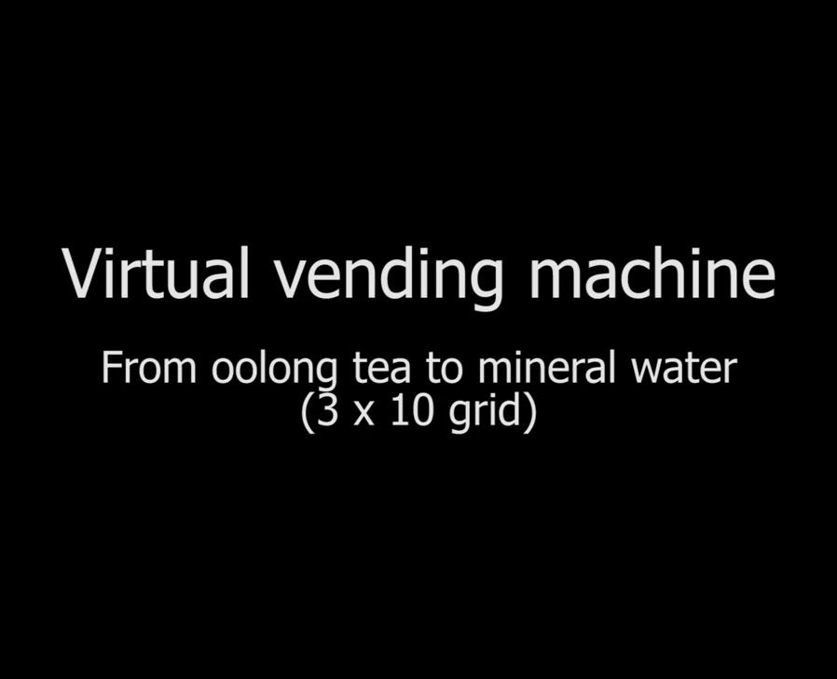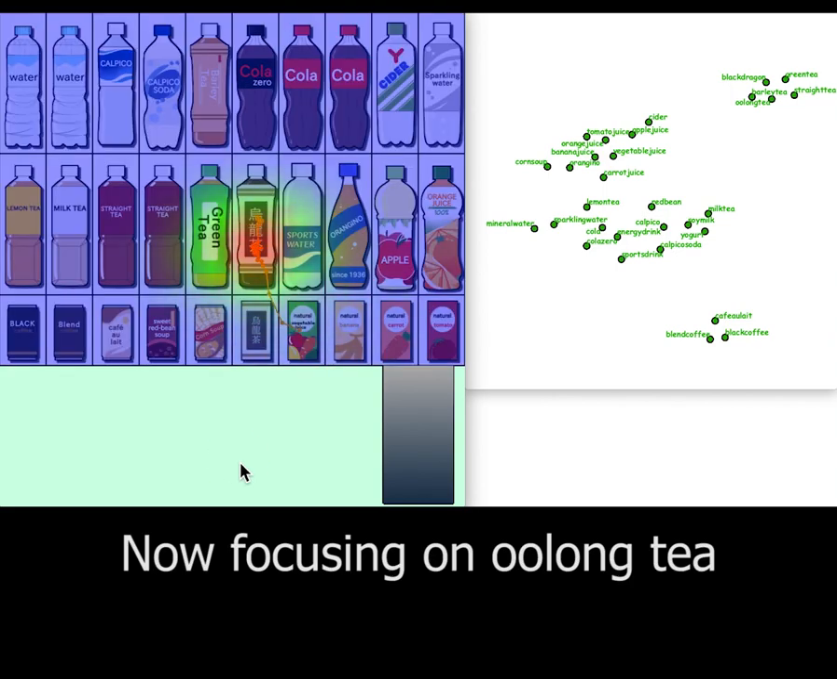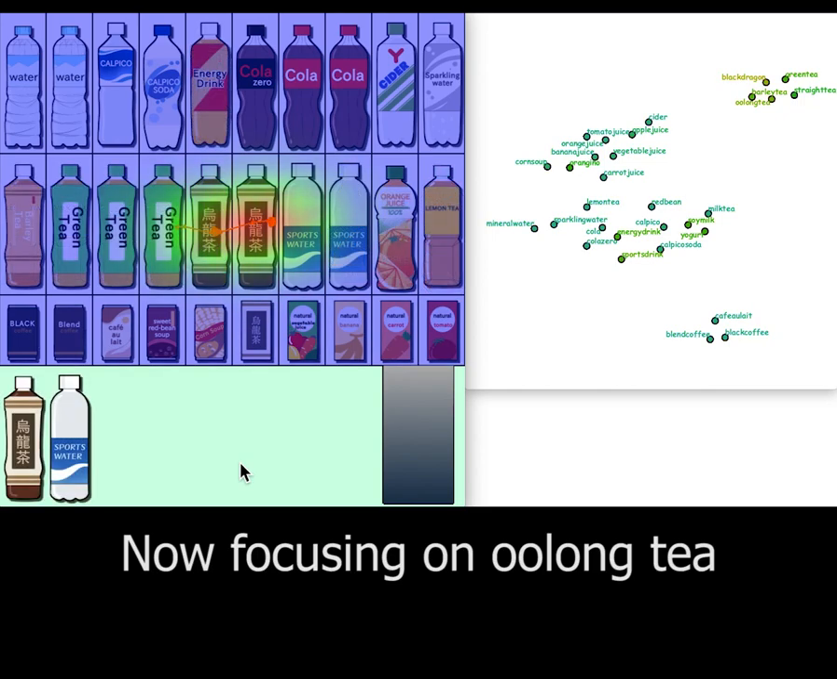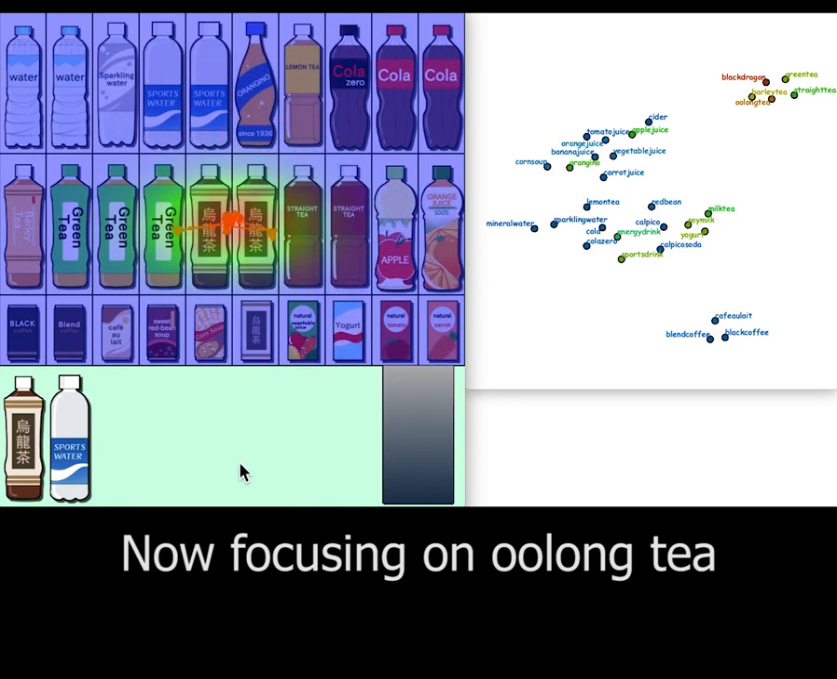In the last scenario, the viewer first looks at the oolong tea bottle. Again in this case, other types of tea bottles newly appear even after the visual attention goes to the mineral water bottles.